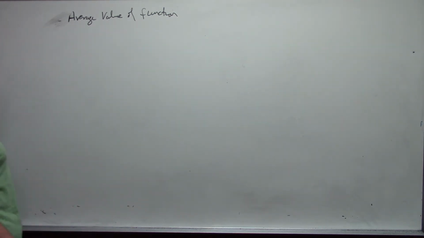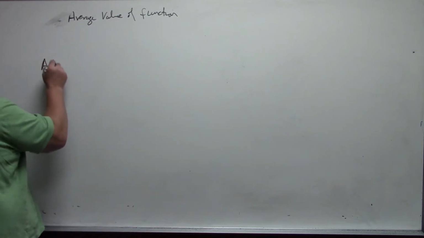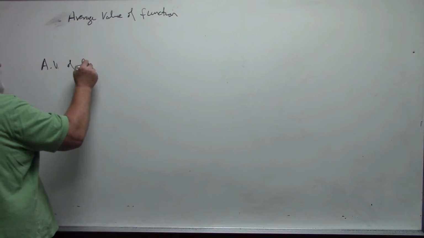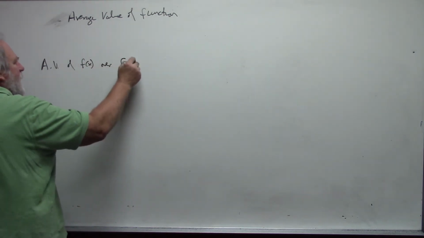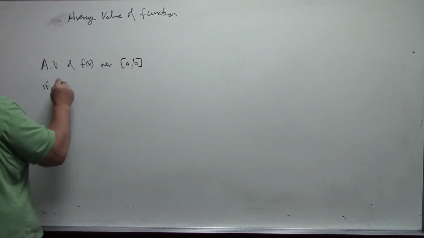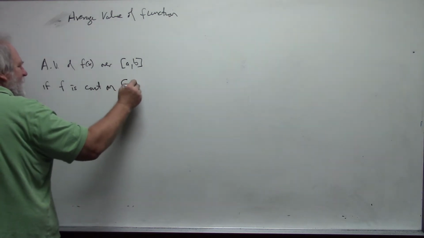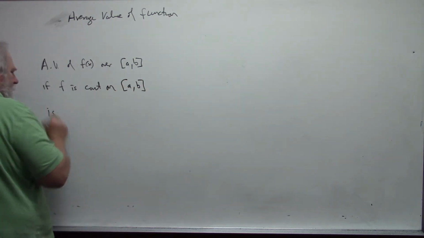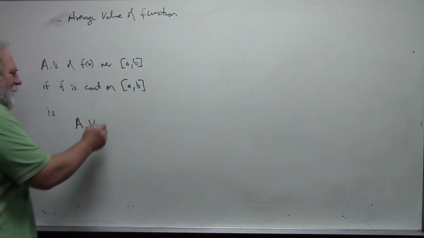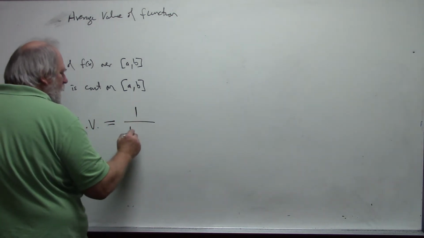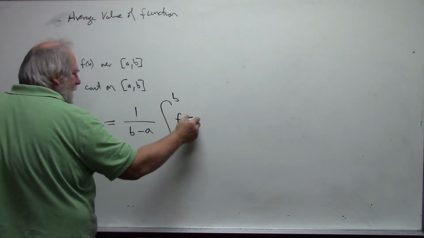So I'm not going to go through the derivation of it, but the average value of a function f of x over a closed interval [a, b], if f is continuous on that closed interval, is the average value, which I'm going to denote f sub avg, equal to 1 over b minus a, the integral from a to b of f of x dx.